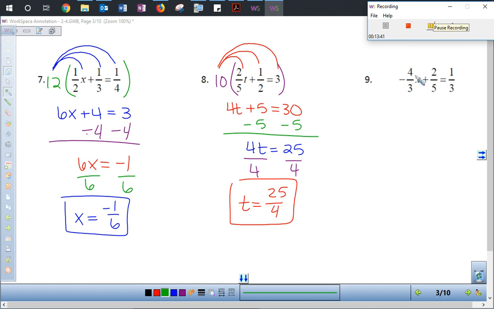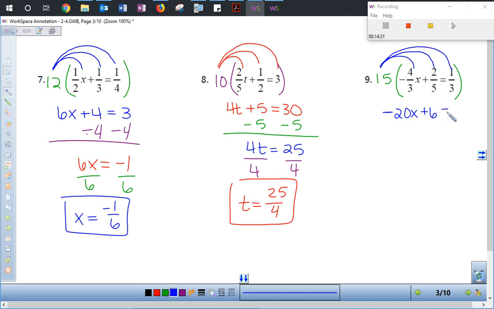On number 9, I have -4/3 x plus 2/5 equals 1/3. The common denominator between 3 and 5 is going to be 15. So we're going to multiply everything by 15. I'm going to start with 15 times -4/3. First of all, positive times a negative is a negative. 3 goes into 15 5 times. 5 times 4 is 20. So I have -20x. Then I want 15 times 2/5. So 5 goes into 15 3 times. Times 2 is 6. And then 15 times 1/3. 3 goes into 15 5 times. Times 1 is 5.